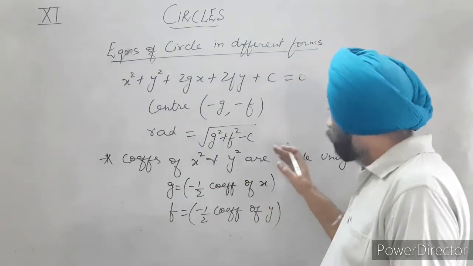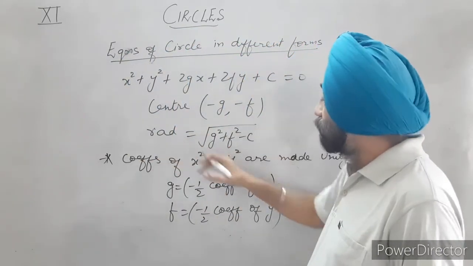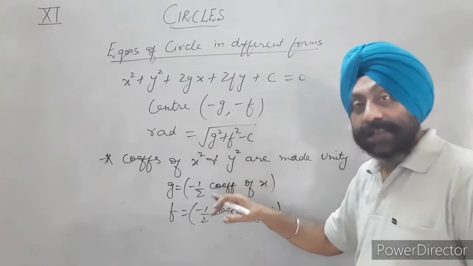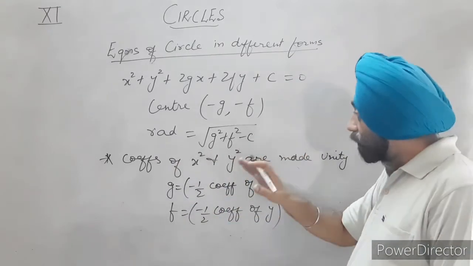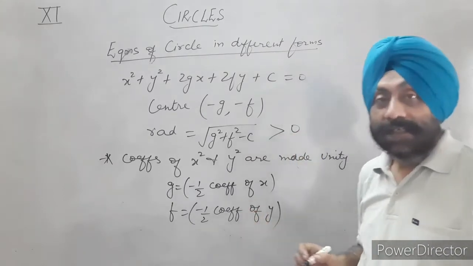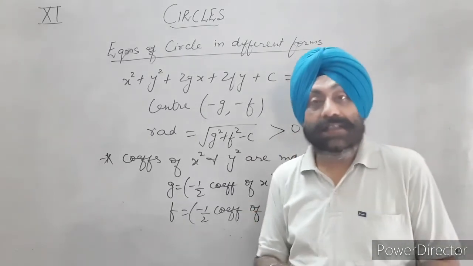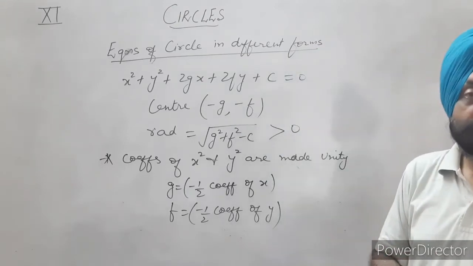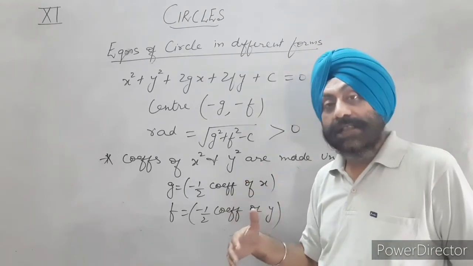Now calculate the radius, that is under root of g square plus f square minus c, and all of you know the radius of the circle should always be positive. Now if the radius of the circle is negative, then we will say that our circle is imaginary.